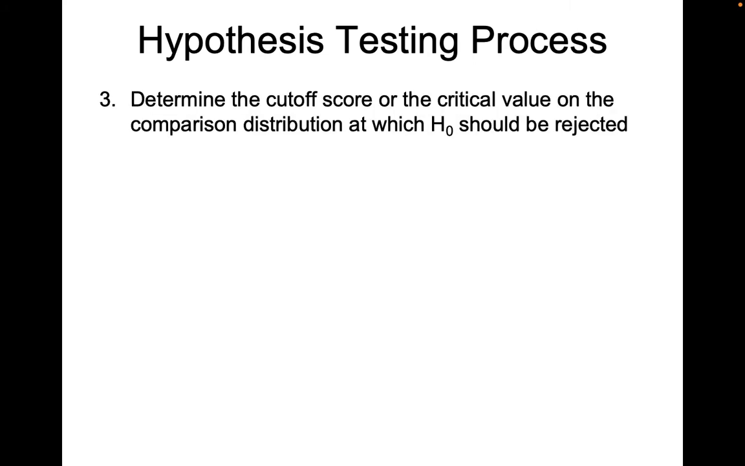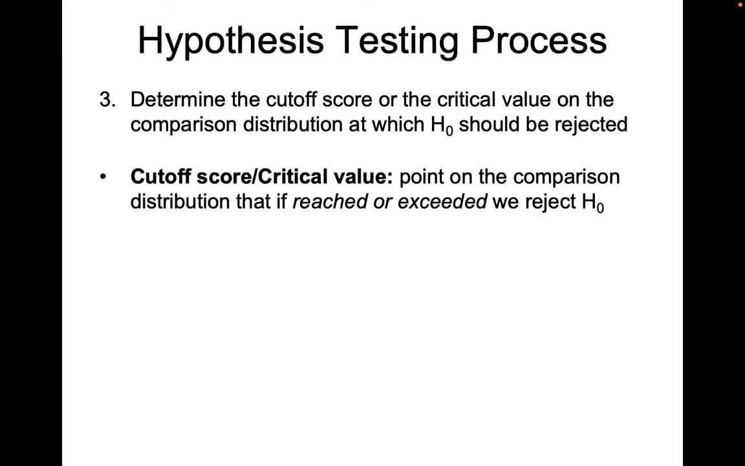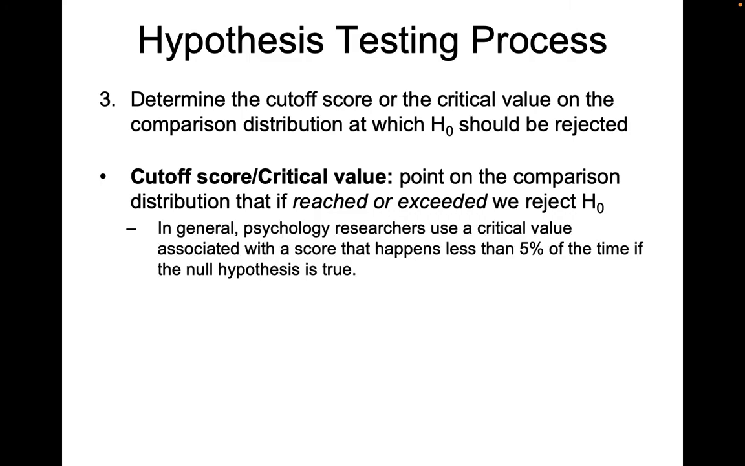Now, the third step is to determine what's the cutoff score or the critical value on the comparison distribution at which the null hypothesis should be rejected. Okay, so we're looking for a cutoff score or a critical value, which we define as the point on the comparison distribution that, if reached or exceeded by the sample score, would lead us to reject the null hypothesis.